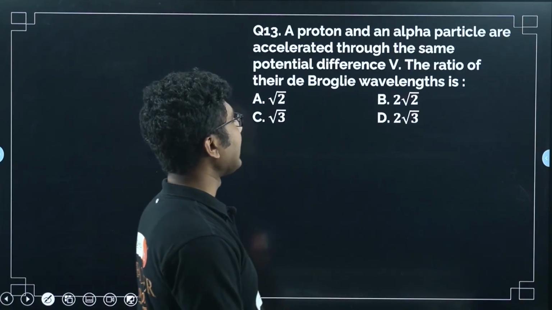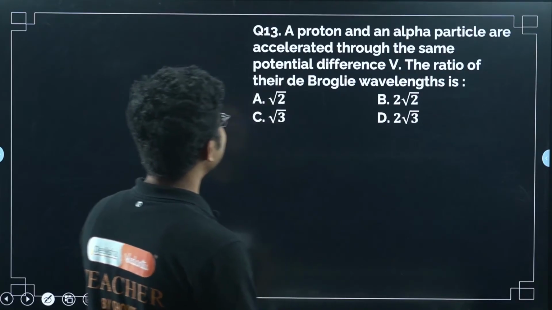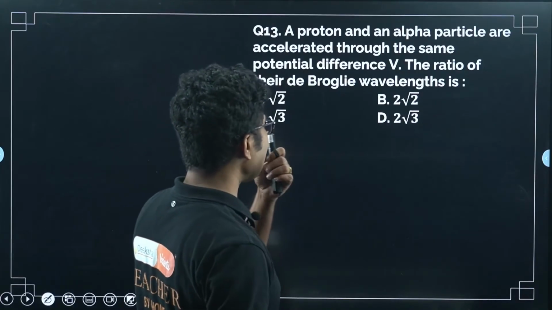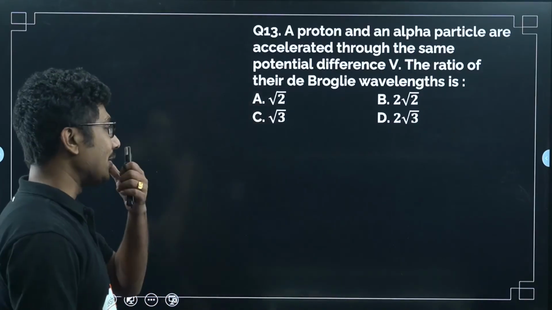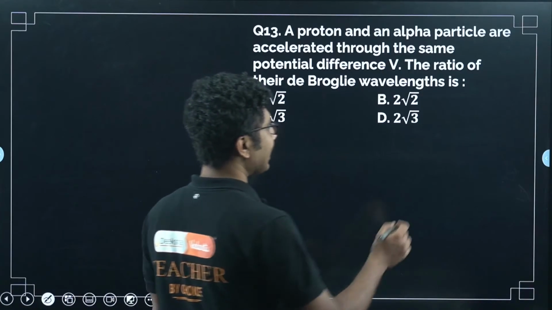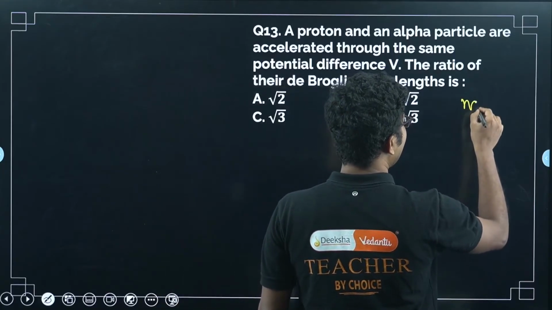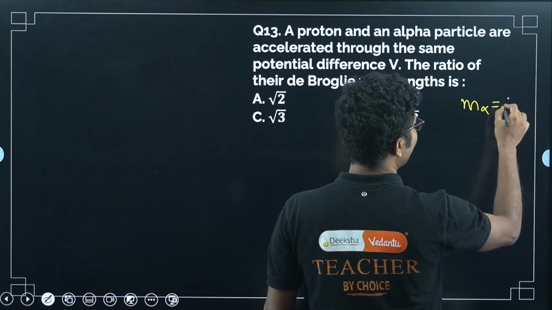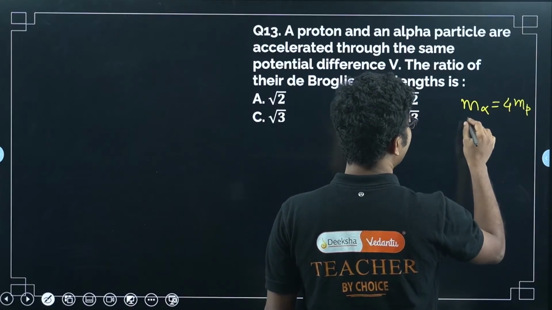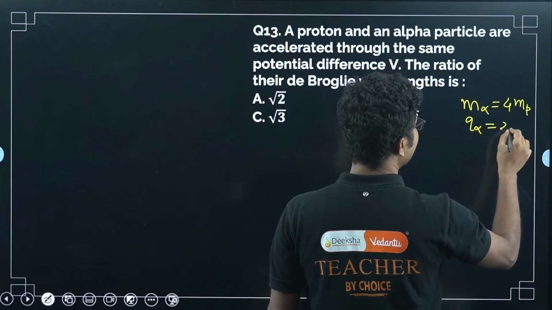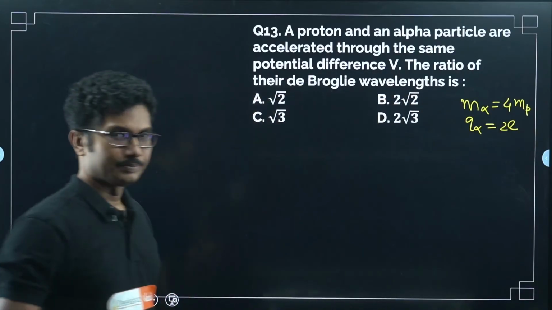A proton and an alpha particle are accelerated through the same potential difference V. The ratio of their de Broglie wavelength is. Now you should know that an alpha particle has mass 4 times that of a proton and the charge of an alpha particle is 2 times that of a proton, that is 2e.